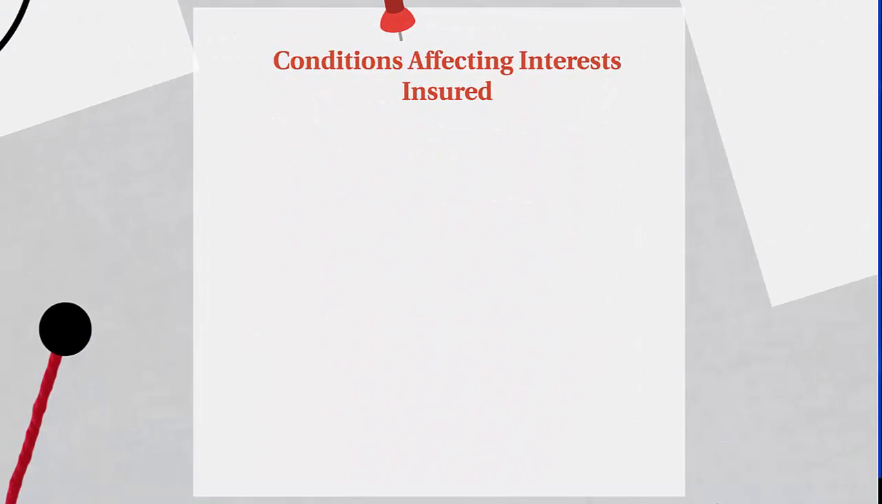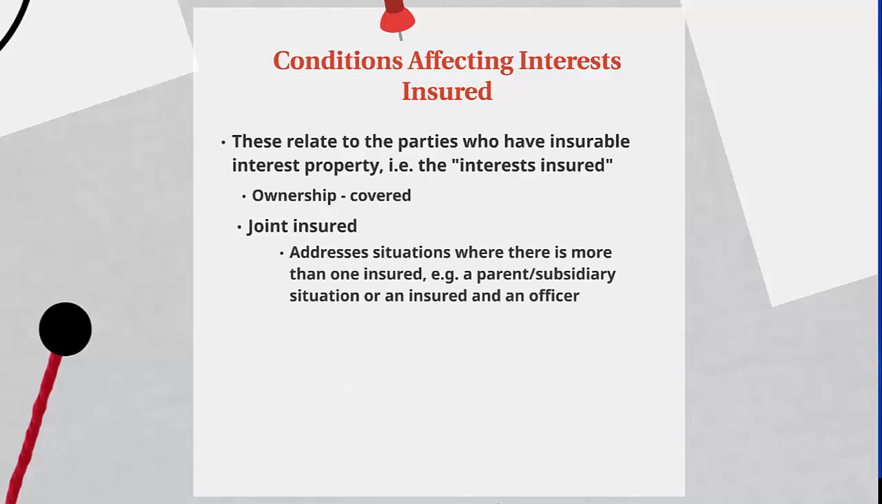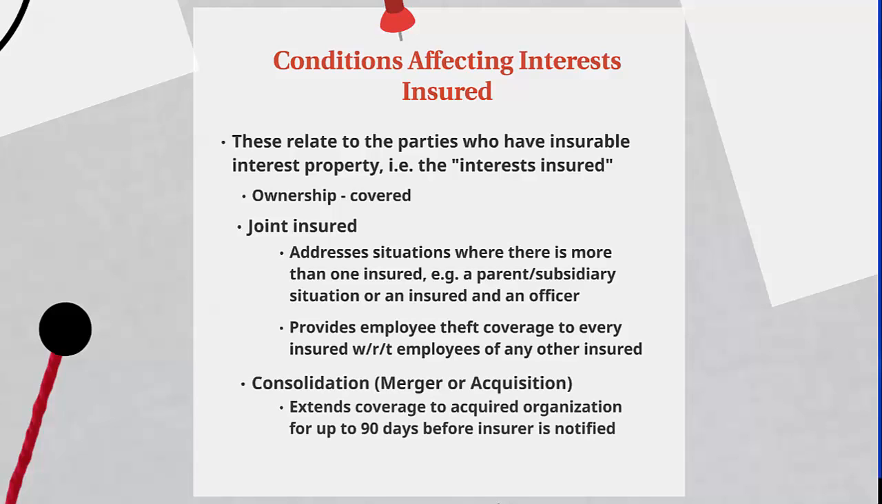Now let's look at conditions affecting interests insured. These relate to the parties who have insurable interests in property. In other words, the insurable interests that are insured or covered. Ownership, of course, is covered. There is a joint insured clause that addresses situations where there is more than one insured, for example, a parent-subsidiary situation, or an insured and an officer. This provides employee theft coverage to every insured with respect to employees of any other insured. Consolidation, merger, or acquisition extends coverage to acquired organizations for up to 90 days before the insurer is notified.